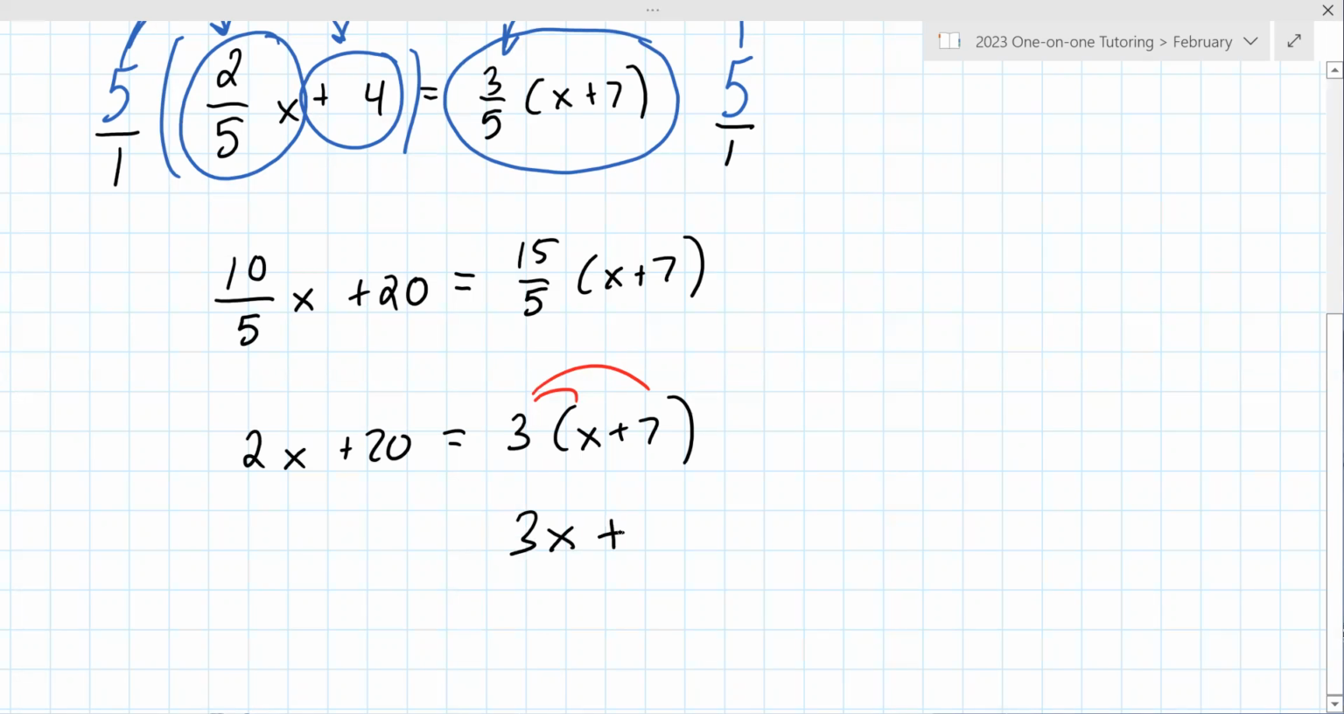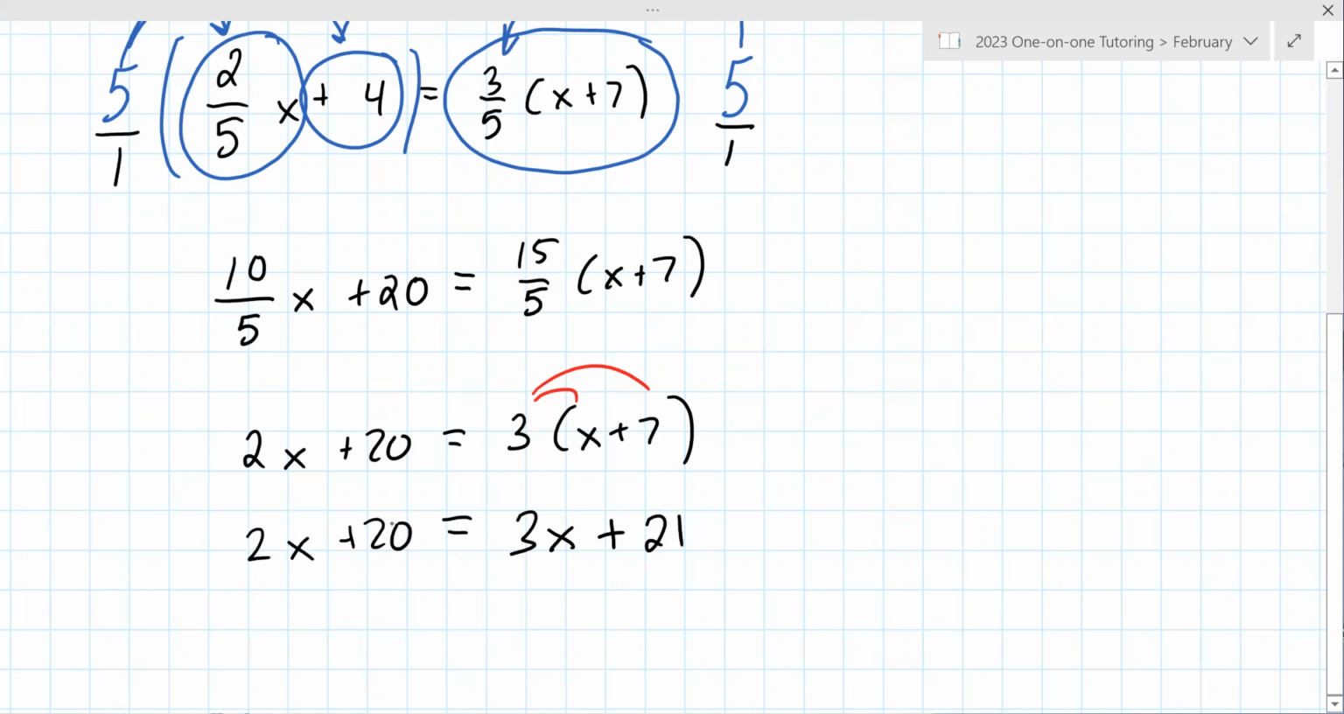So it'd be 3x plus 3 times the x. You have to get 2 terms. There's 2 terms inside here. 3x plus 21. Okay, it's like you got a friend named x and a friend named 7, and you want to give them each 3 hours of your time.